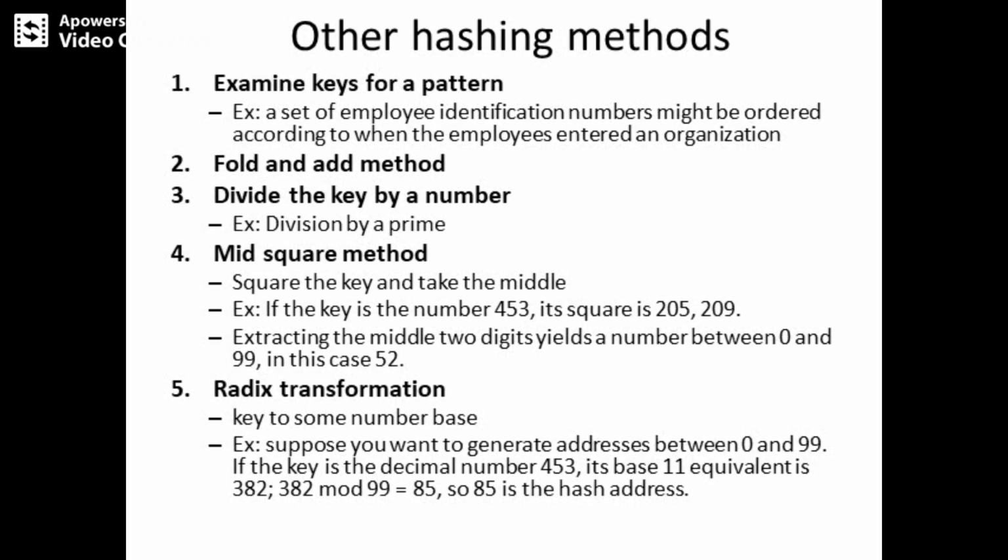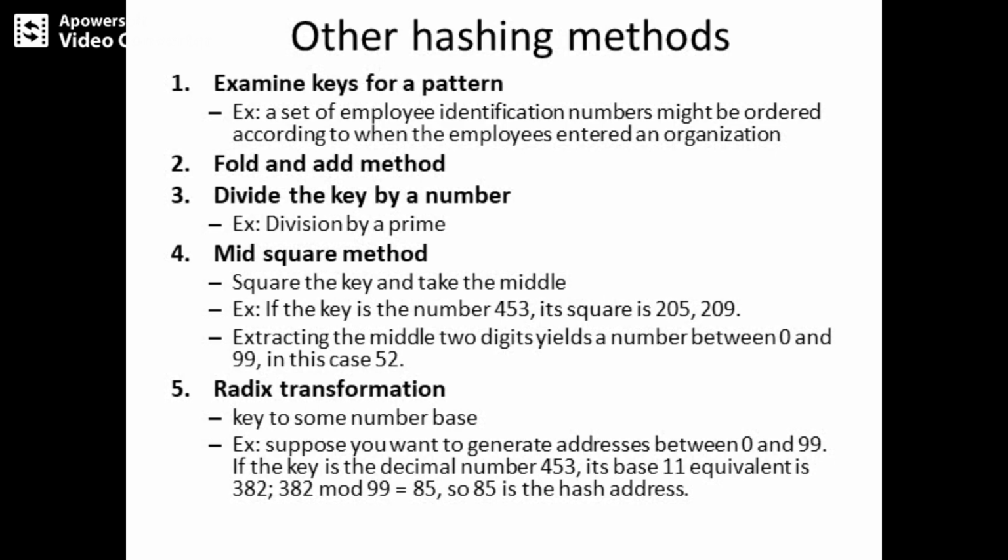Then the third one is dividing the key by a number. Usually we do division, which is a simple hashing algorithm, where you have a key and you divide it by a number. Usually you divide the number by a prime number, so that you will get fewer collisions.